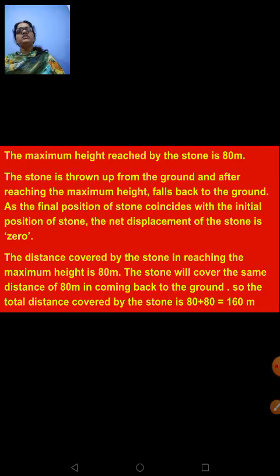Okay, so with this the sum gets over. So we have completed 2 sums. So you practice these 2 sums.